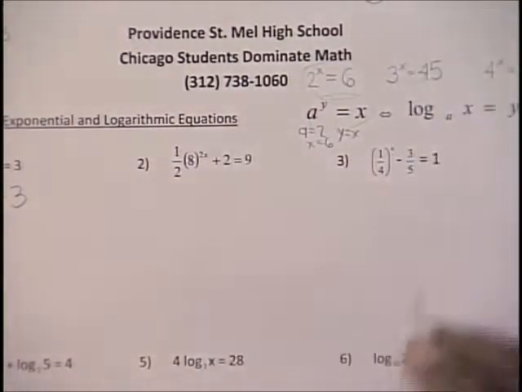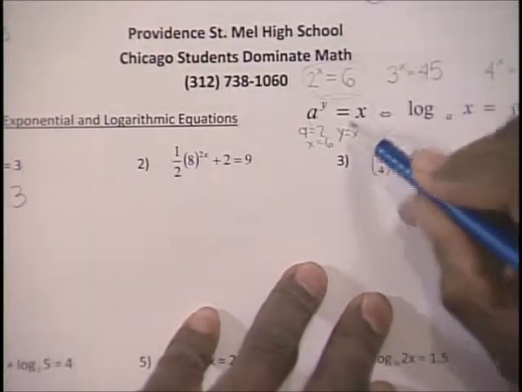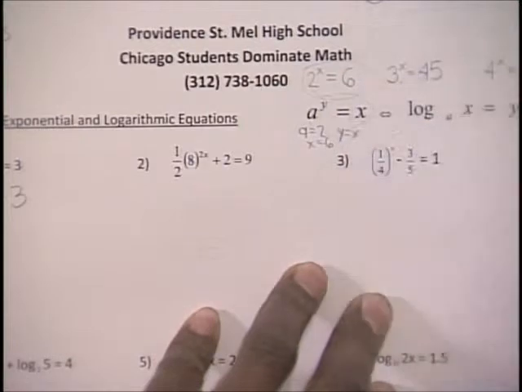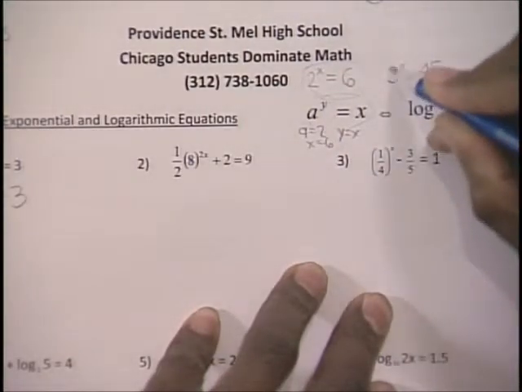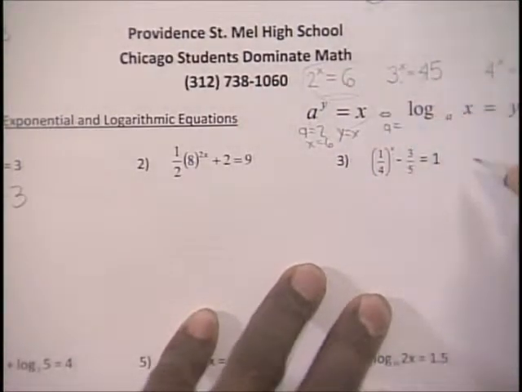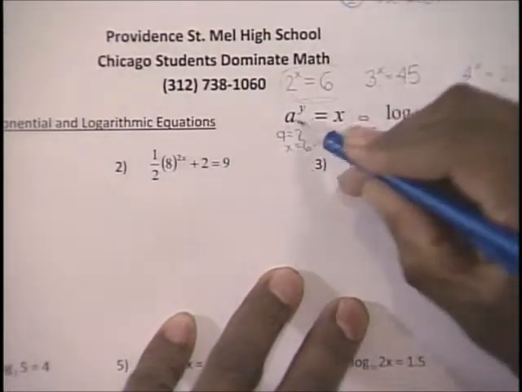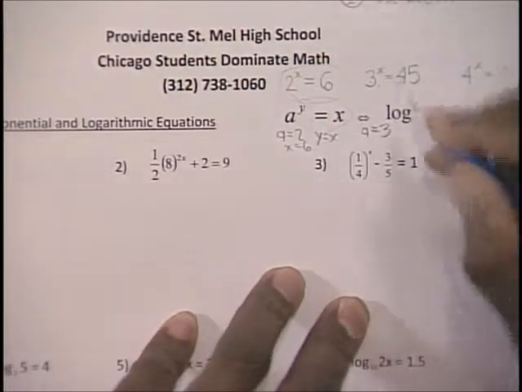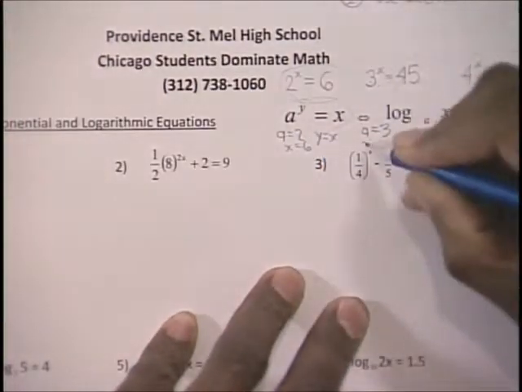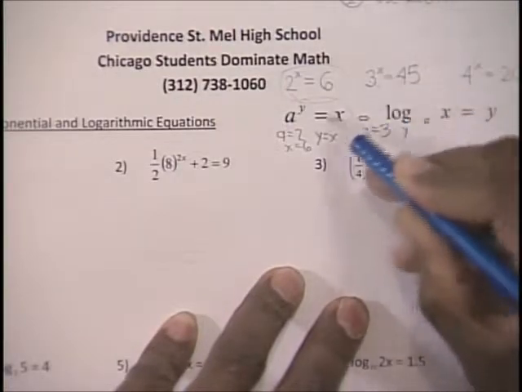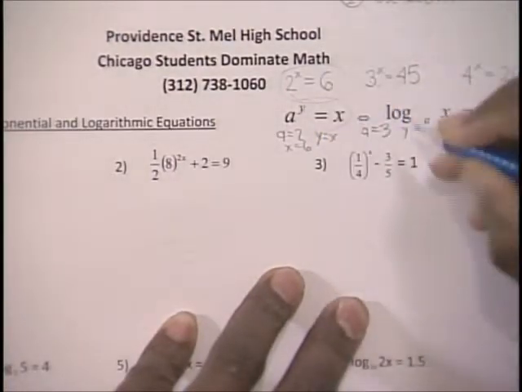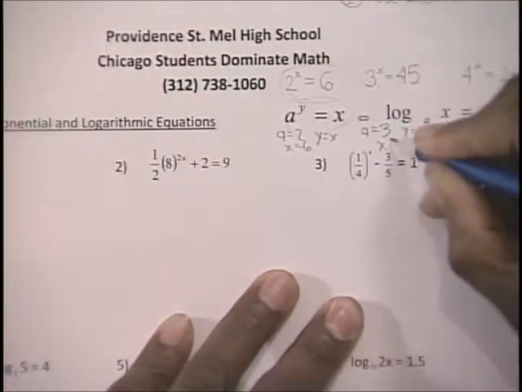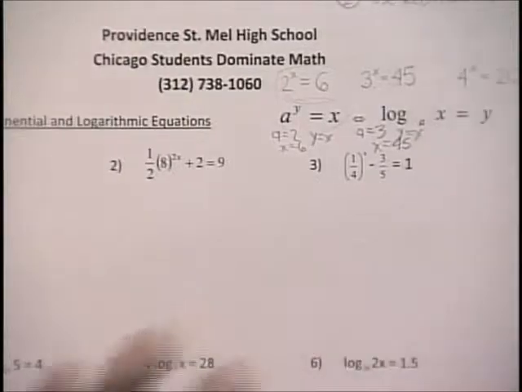Let's practice one more. Again, this problem is written in this form. For our problem, what's a? A is 3. You see, a is the base here. Now tell me, for our problem, what's y? The exponent for our problem is x. And then, what's x? X is 45.